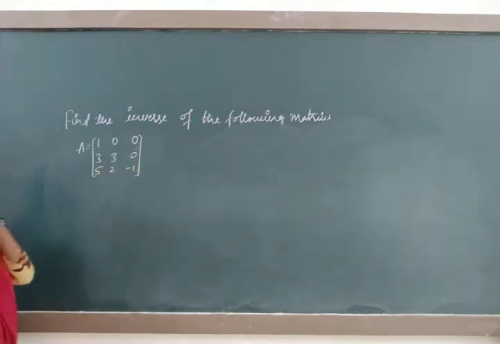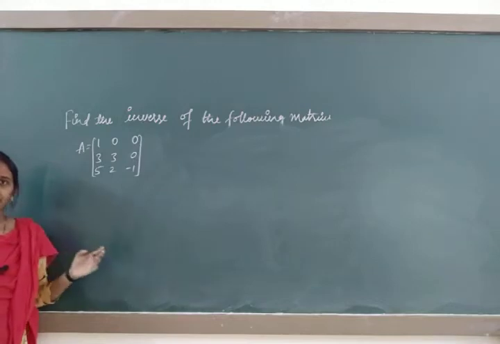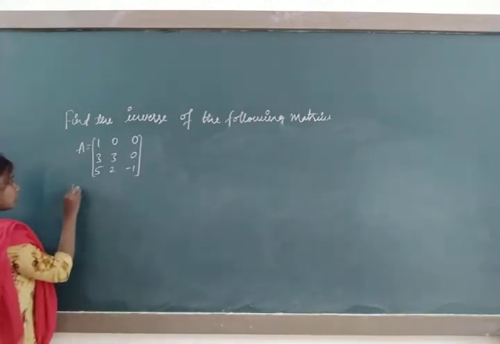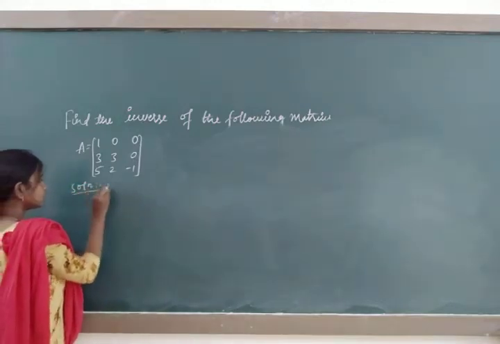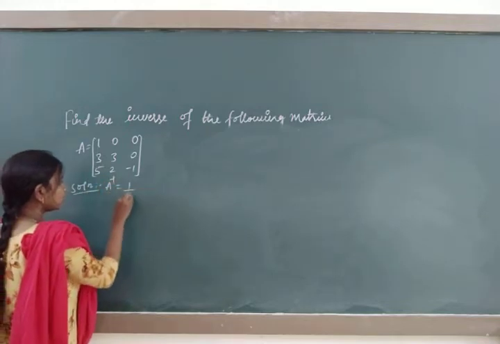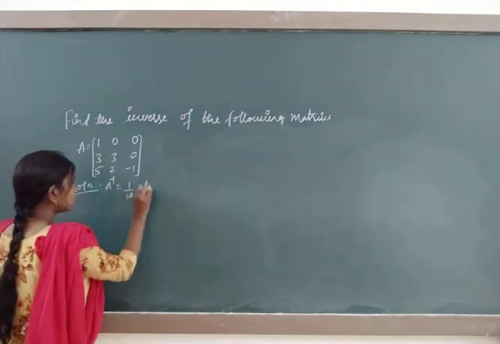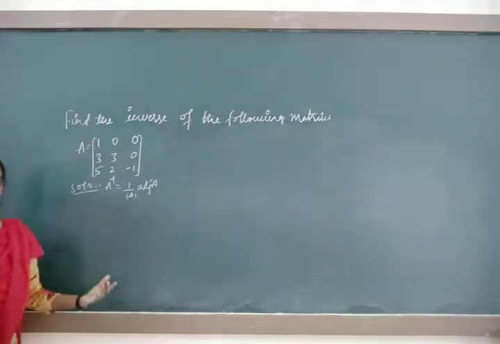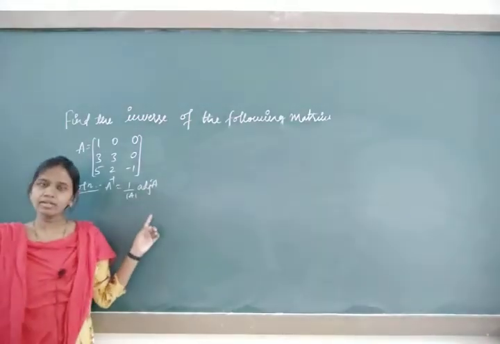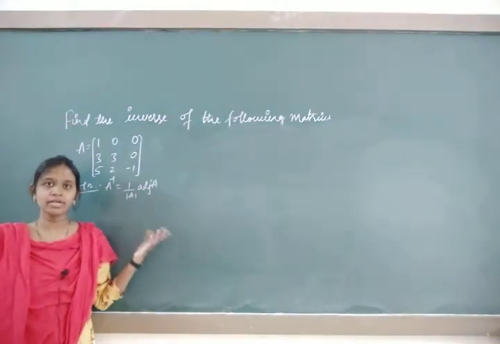So this is your matrix. Yesterday we remembered the formula. So what is our formula? A inverse equals 1 by determinant A into adjoint A. So here two factors are there: one is determinant A, another one is adjoint A. Find out first of all determinant A.